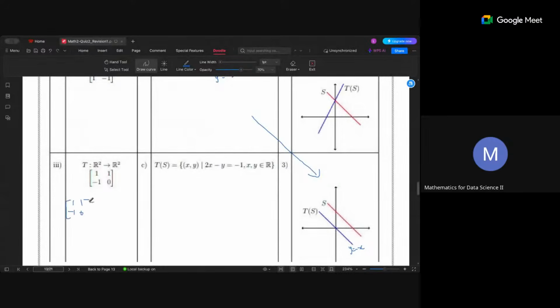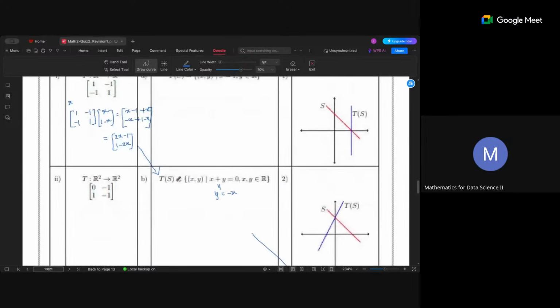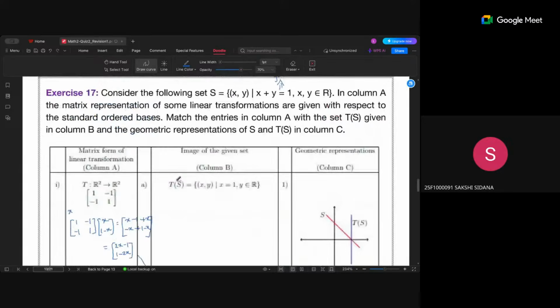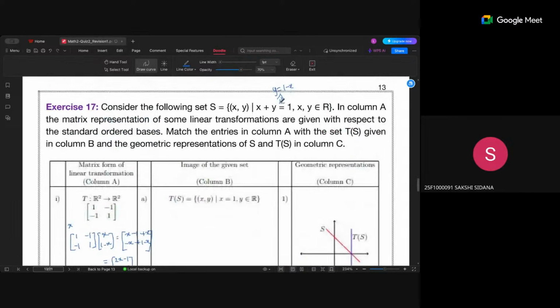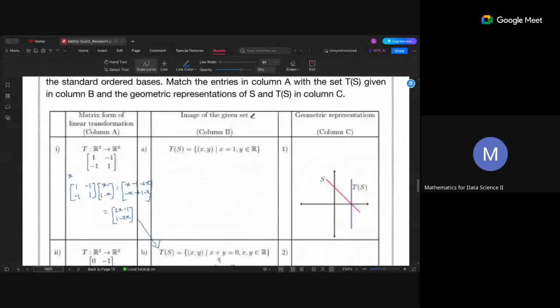So the same thing we can try here: 1, minus 1, 1, 0. What happens to x comma 1 minus x? x plus 1 minus x, simply 1. Ma'am, why are you multiplying with x comma 1 minus x? Because you are looking at what is T of S. And S is the set of all x comma 1 minus x. So I want to see what is T of S, so I'm taking an element of this and applying T. Okay, ma'am, I didn't see the question's condition. Sorry.